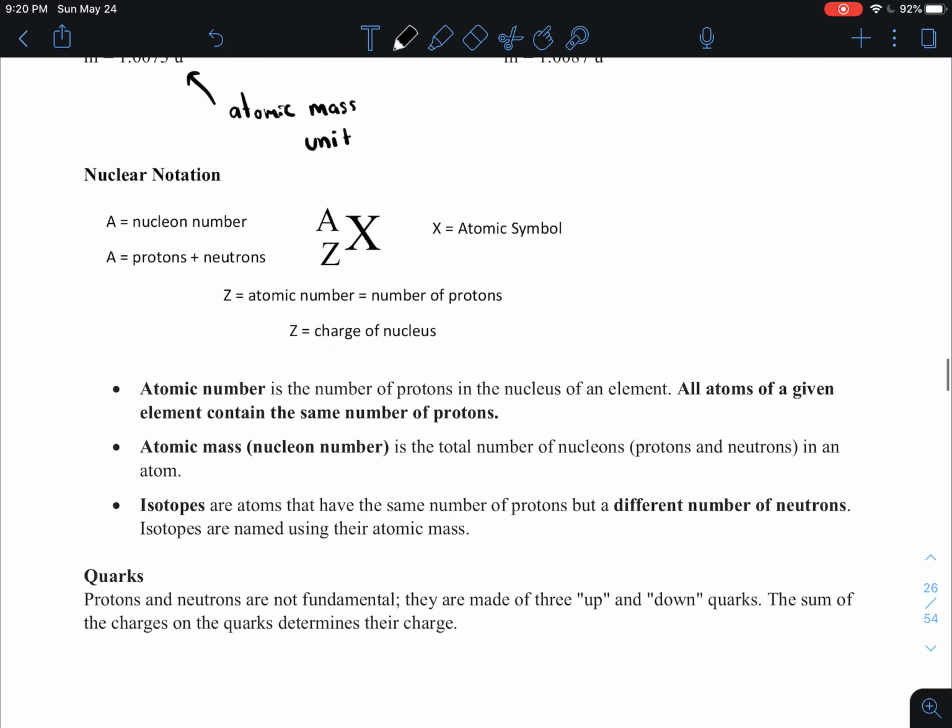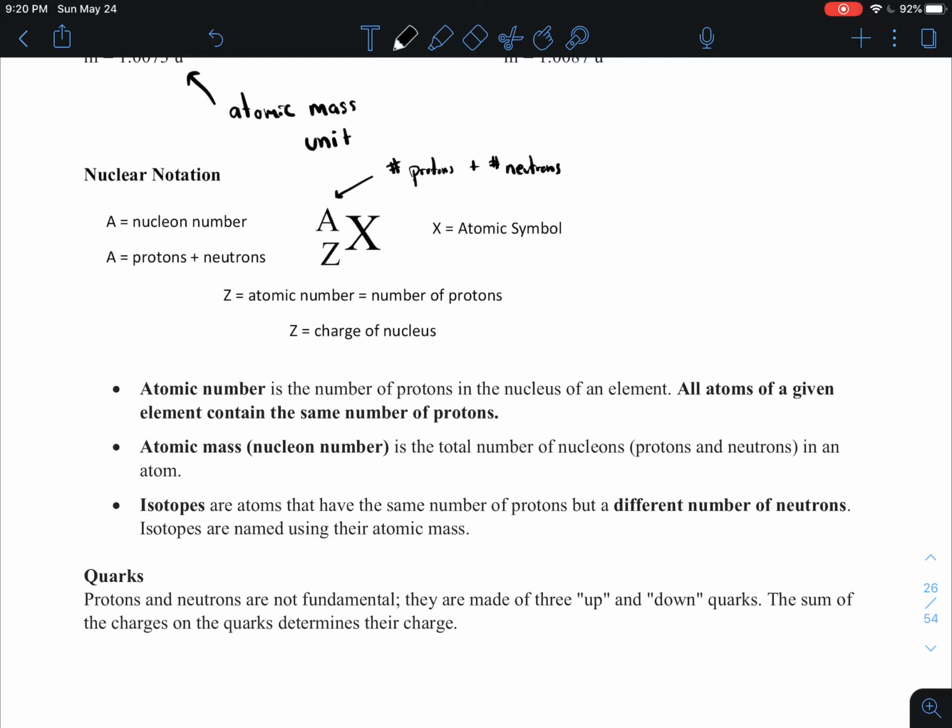All right, so nuclear notation, kind of similar to in chemistry where we have all these numbers floating around our symbol. In this case here we have A, which is the nucleon number. So this is the number of protons and the number of neutrons combined. So in other words, the number of nucleons. And then Z is the atomic number, which is just the number of protons. And then X would be the symbol.